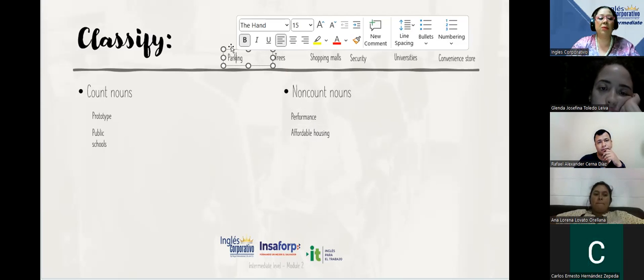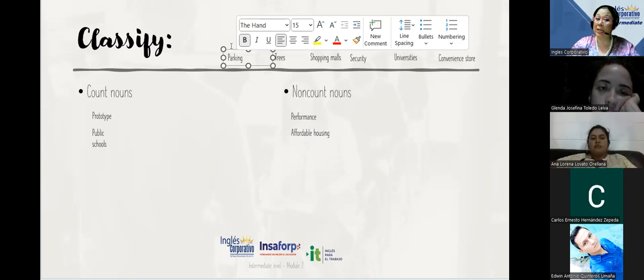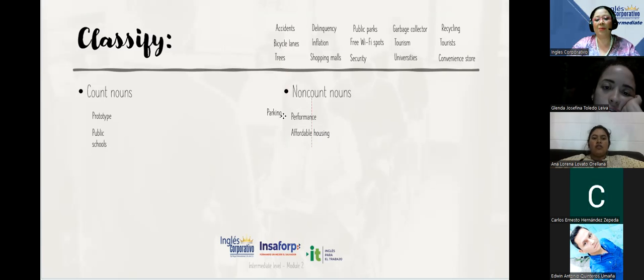Parking. Is parking countable? Parking spot is countable. Parking lot is countable. But no, not exactly. Este es cuando decimos parqueo como nombre, ¿ok? Parking no es contable. Pero si ya cuento los espacios de parqueo, ahí sí, porque hay un cuantificador y hay algo que está determinando, ¿verdad?